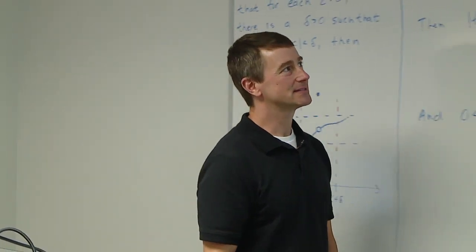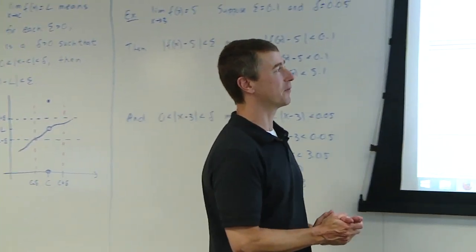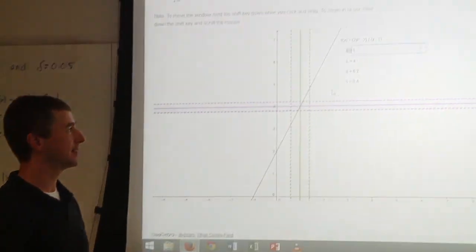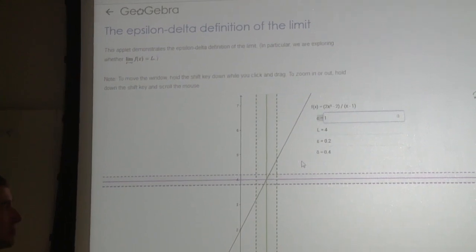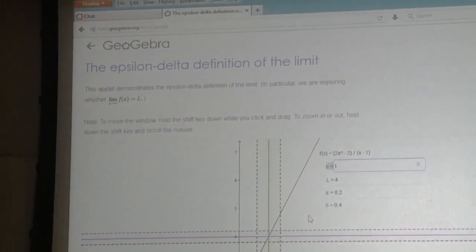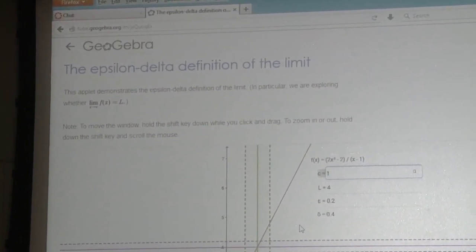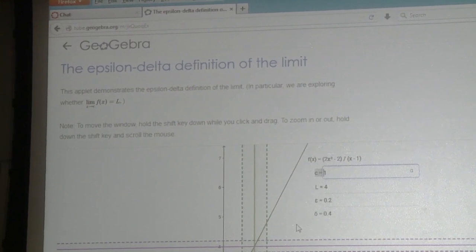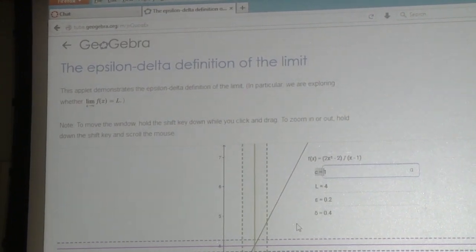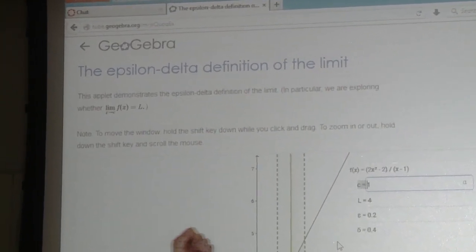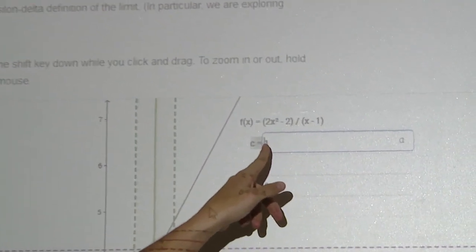So now we're going to work on this nice applet that we have. There's a link to it on the course website. This is a GeoGebra applet, free for anyone to use. I'm going to go over here to the computer. So what we do for this applet is we put in the function here. We put in the value c.